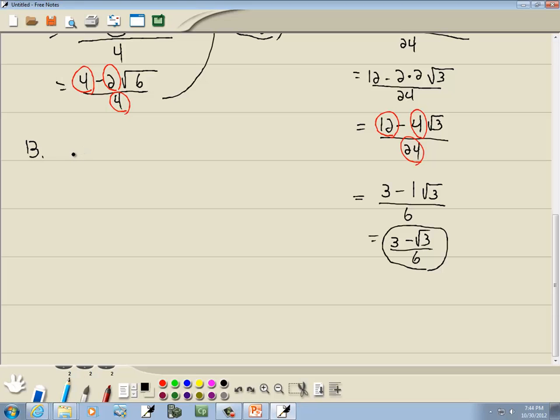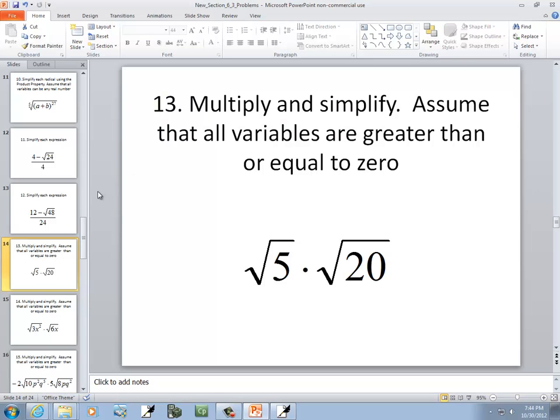And this one, I got square root of 5 times square root of 20. Again, we're back to the product rule here. It says multiply and simplify. Assume that all variables are greater than or equal to 0. What they're telling you there is all variables are positive, so we don't need to worry about absolute value bars in any problem where we bring out a variable.